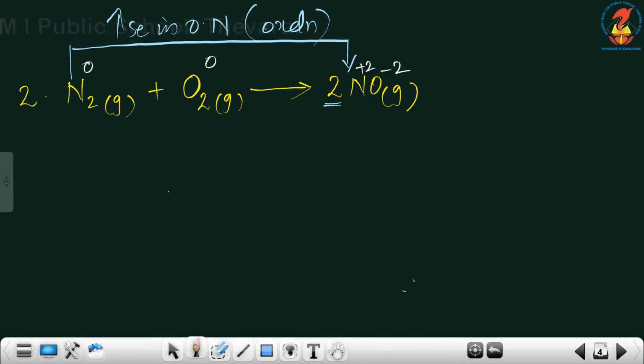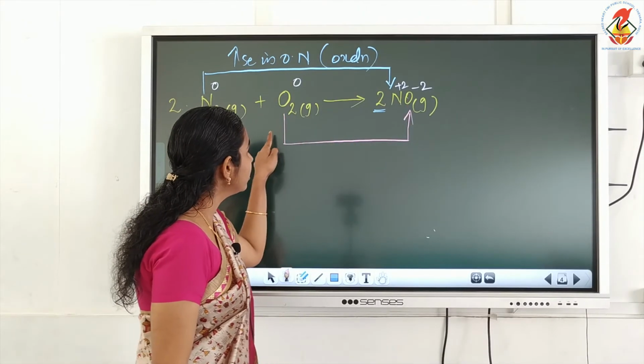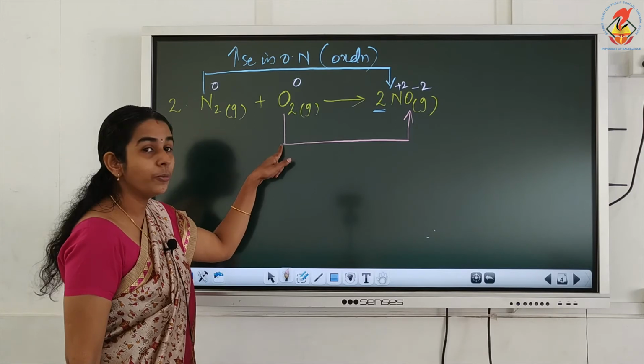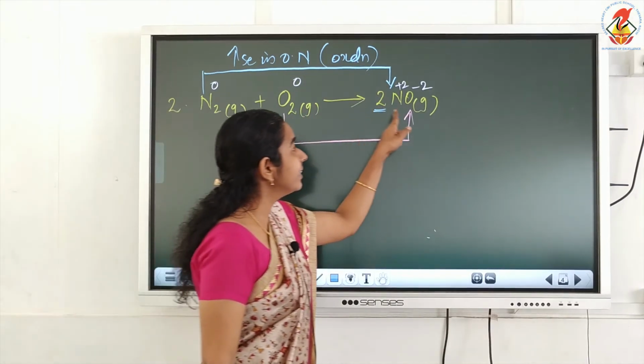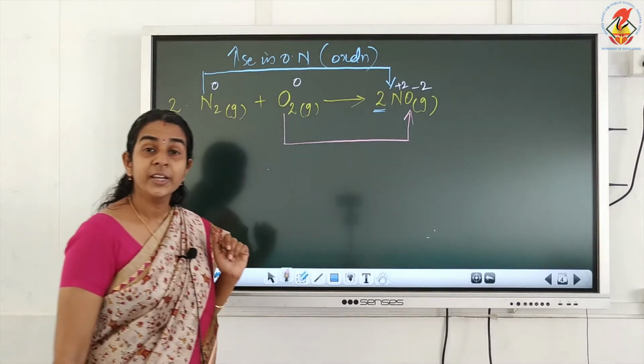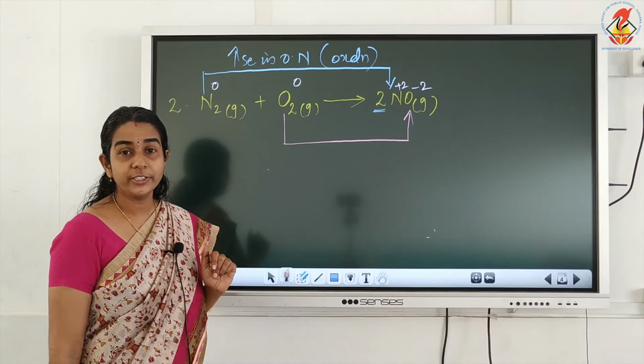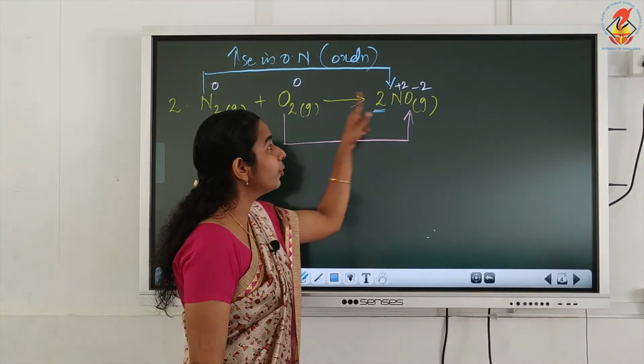Now we will see what is the change in oxidation number of oxygen. See how to draw and write. Draw an arrow starting from the left hand side and pointing exactly on the same atom on the right hand side. So here also see the arrow, I am starting from O2 on the left hand side, and it is ending and pointing exactly on the oxygen which is on the right hand side. Now oxygen, what is the change in oxidation number? It is 0 to -2.